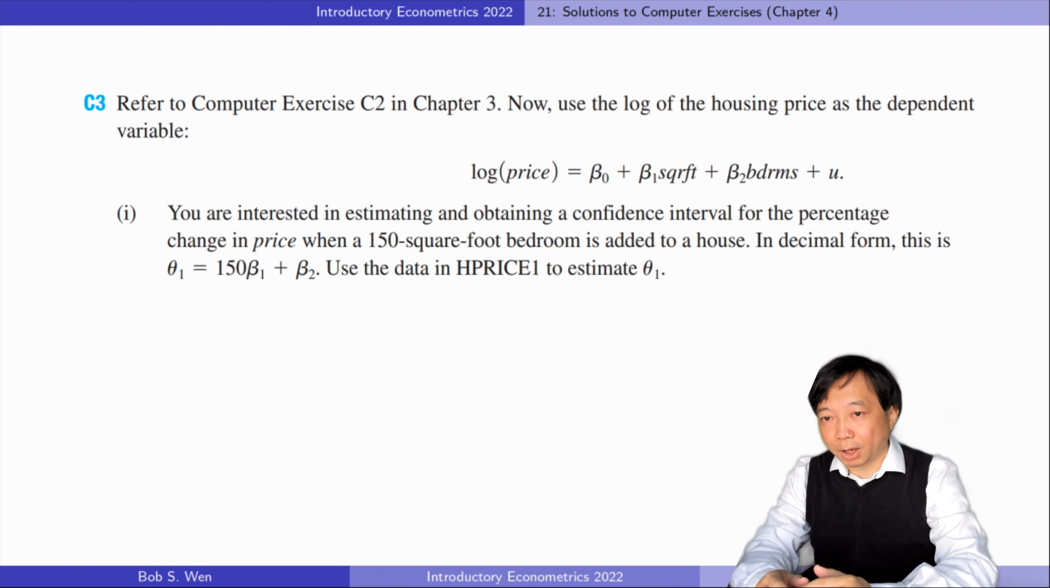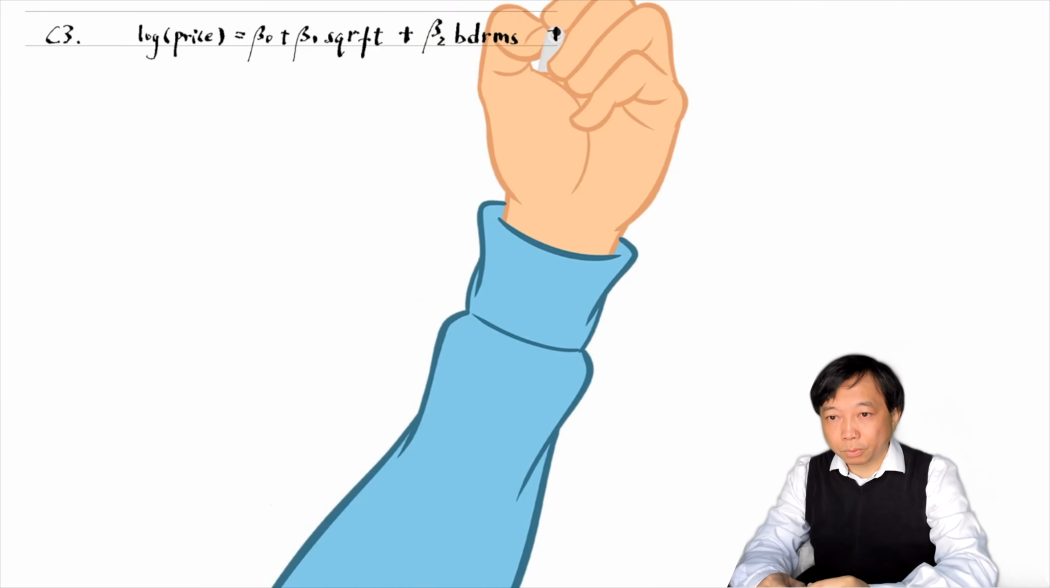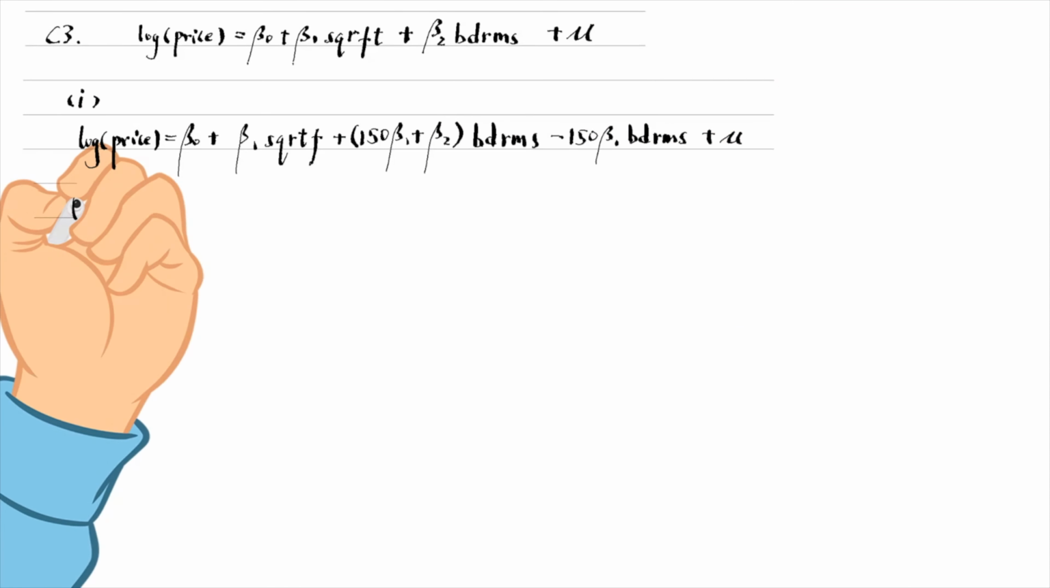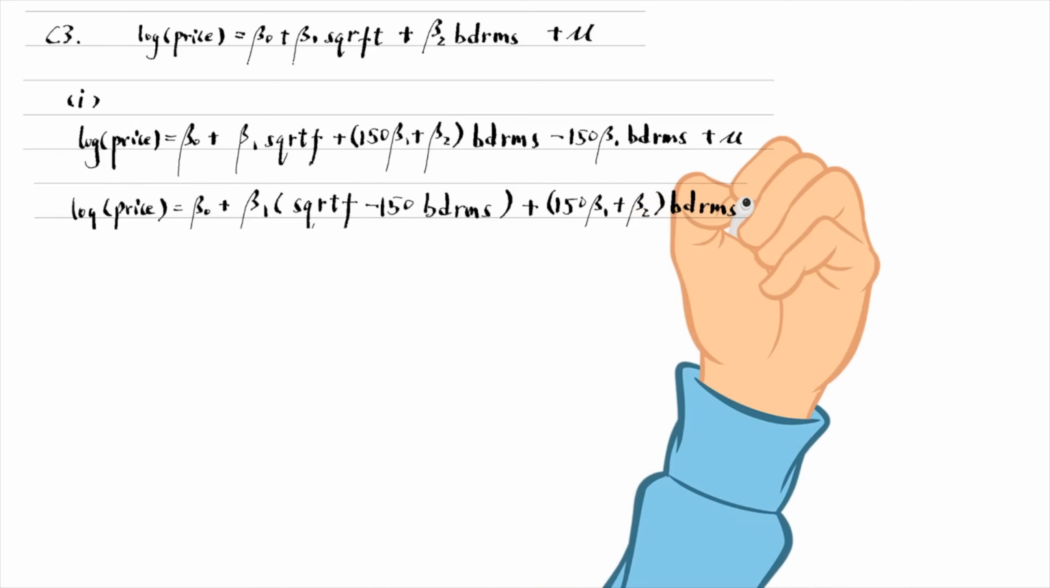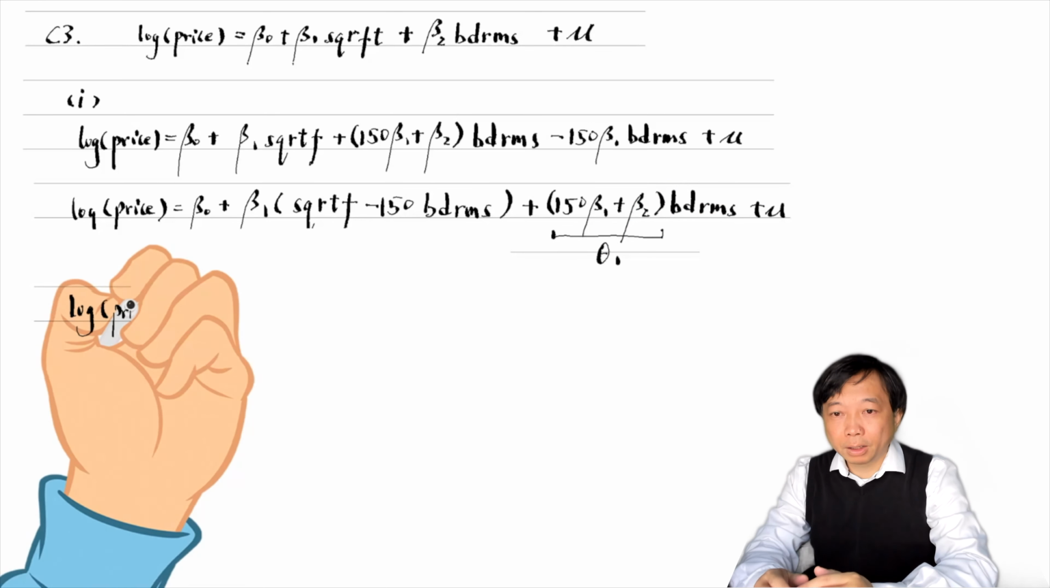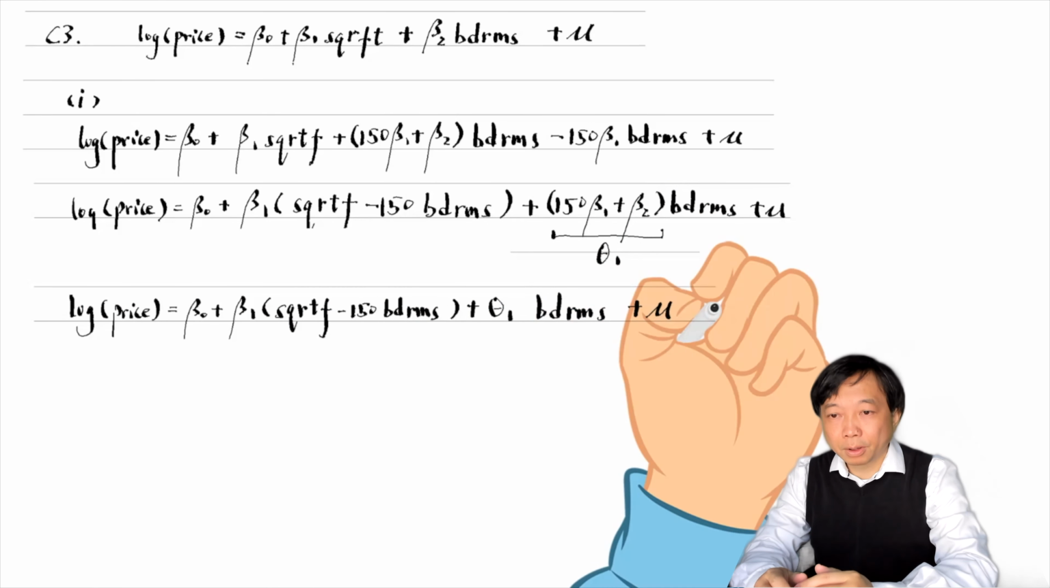Let's solve computer exercise number 3. We first rearrange the variables and define theta 1 as 150 times beta 1 plus beta 2. We now have an equation containing parameters beta 0, beta 1, and theta 1. Or we can write beta 2 in terms of theta 1 and beta 1 and plug this into the original equation to obtain the same equation.